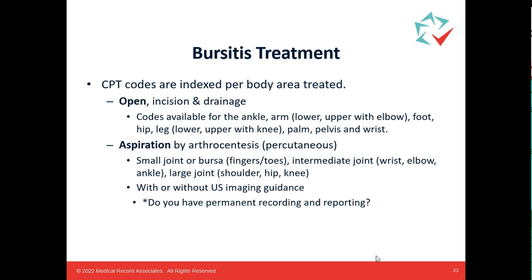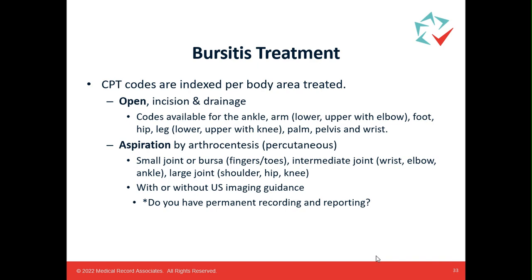Similar to I&D of abscess and hematomas, I&D of bursitis can also be indexed by body area treated. We have codes available in ankle, arm, foot, hip, leg. You can kind of see all the different options. Again, looking in that index under body area will get you to where you want to be. If your provider performs an aspiration to treat bursitis, this will be done by arthrocentesis. It's a percutaneous procedure. And these codes are selected by the size of the joint or bursa.